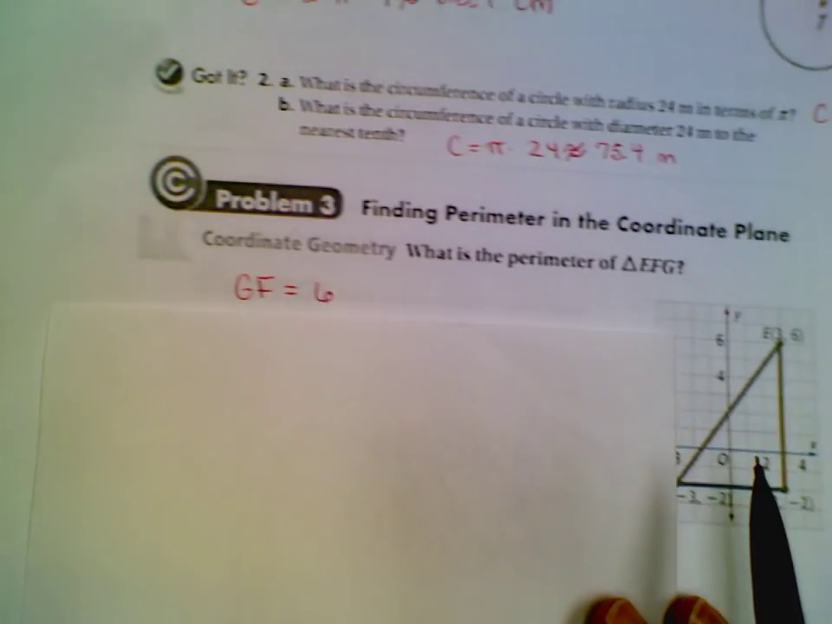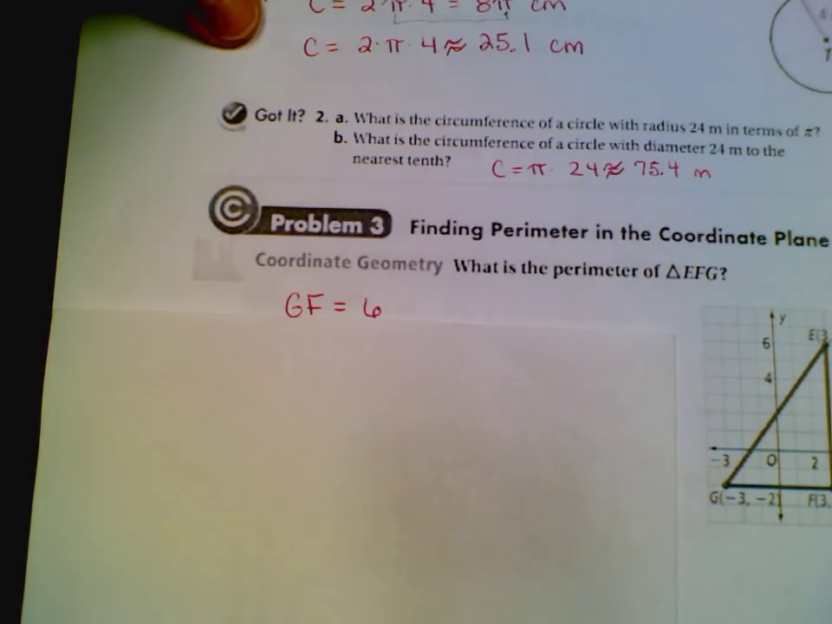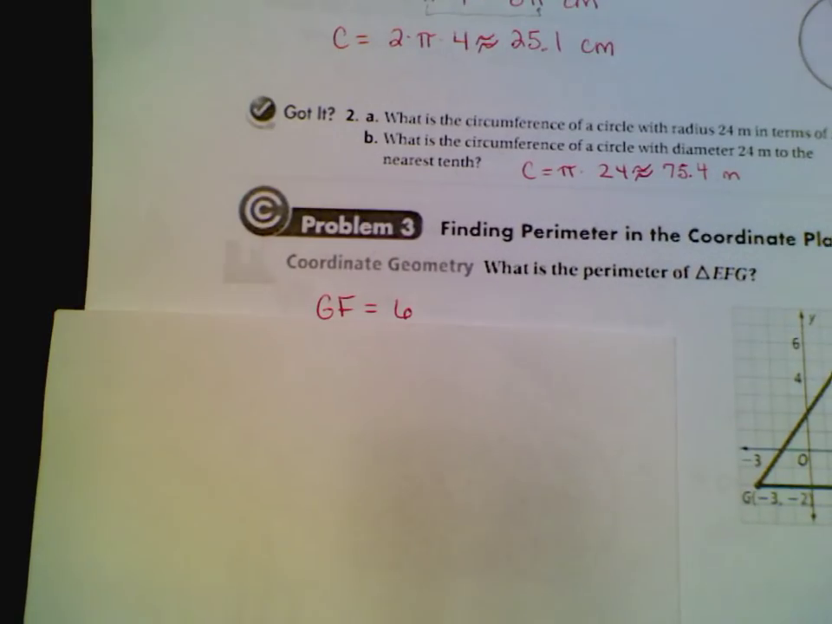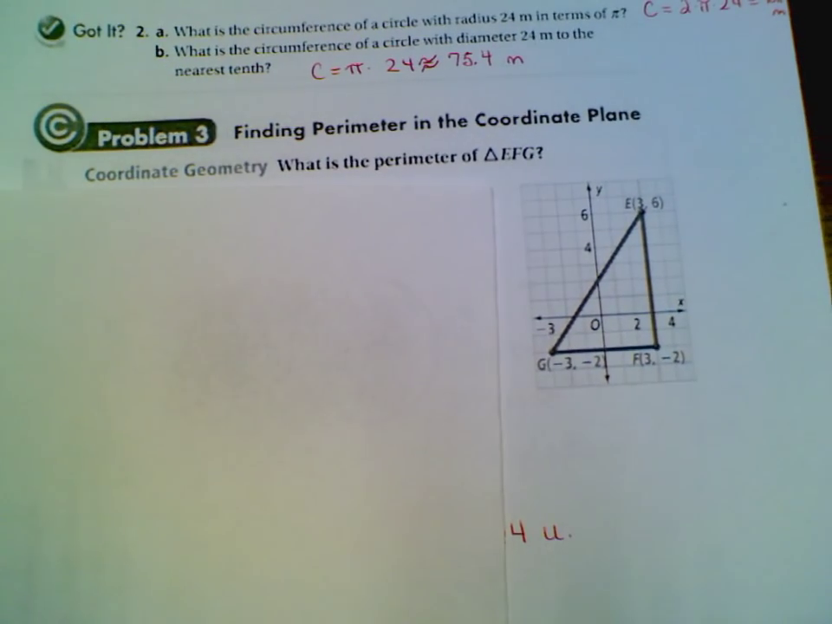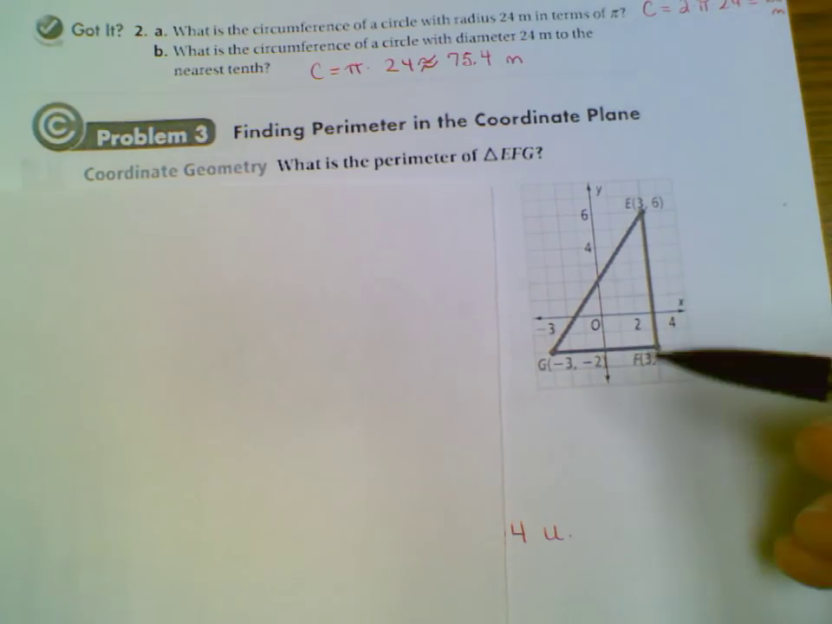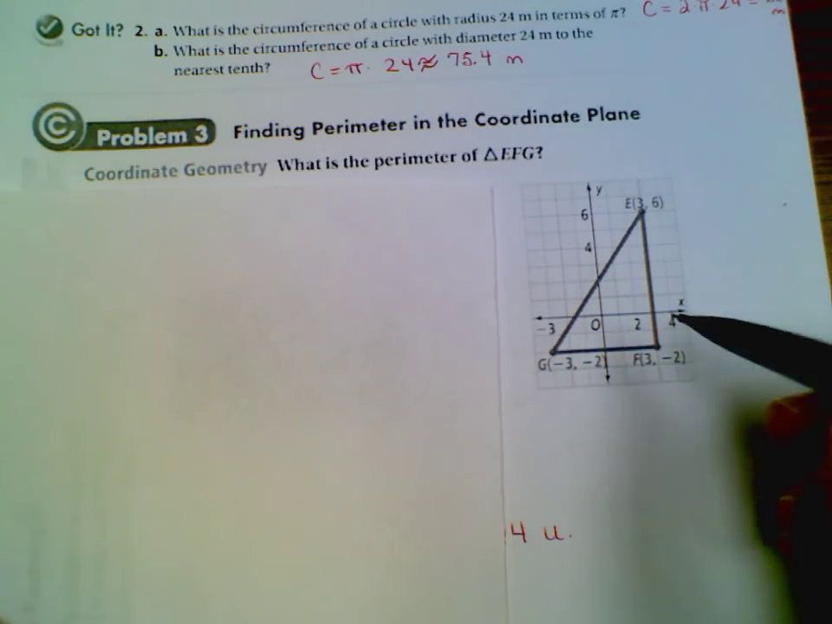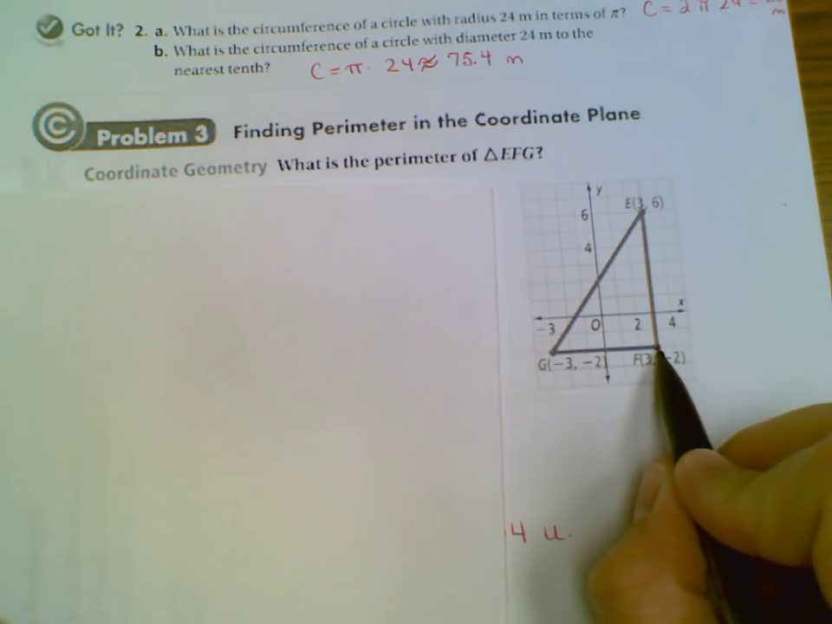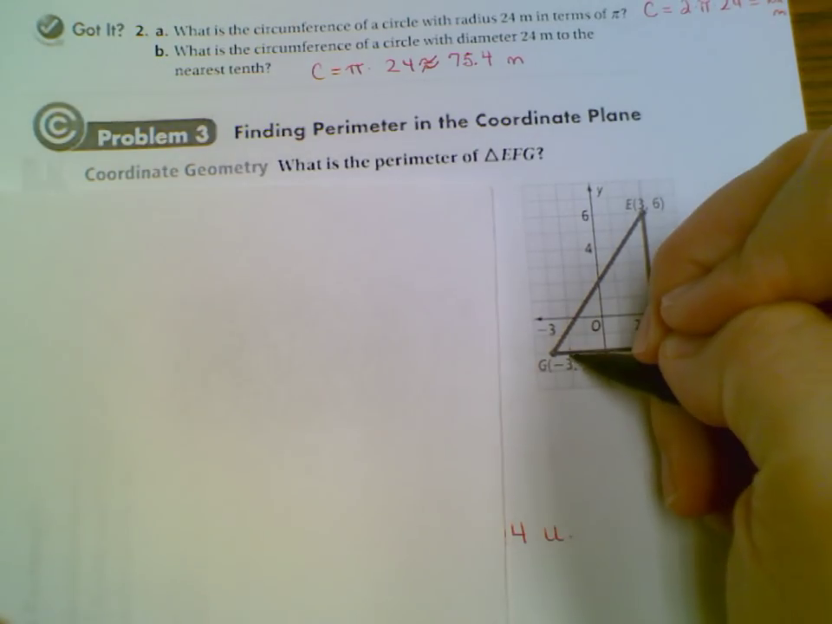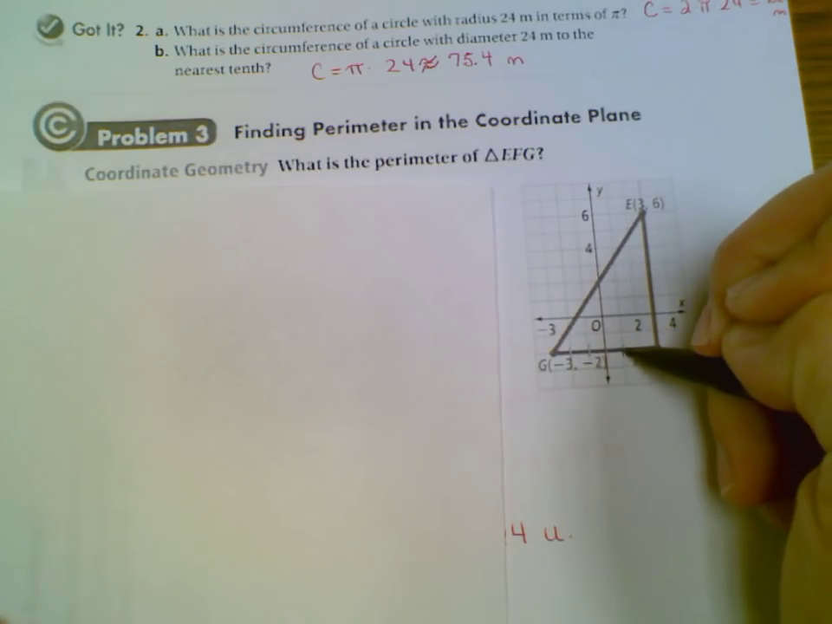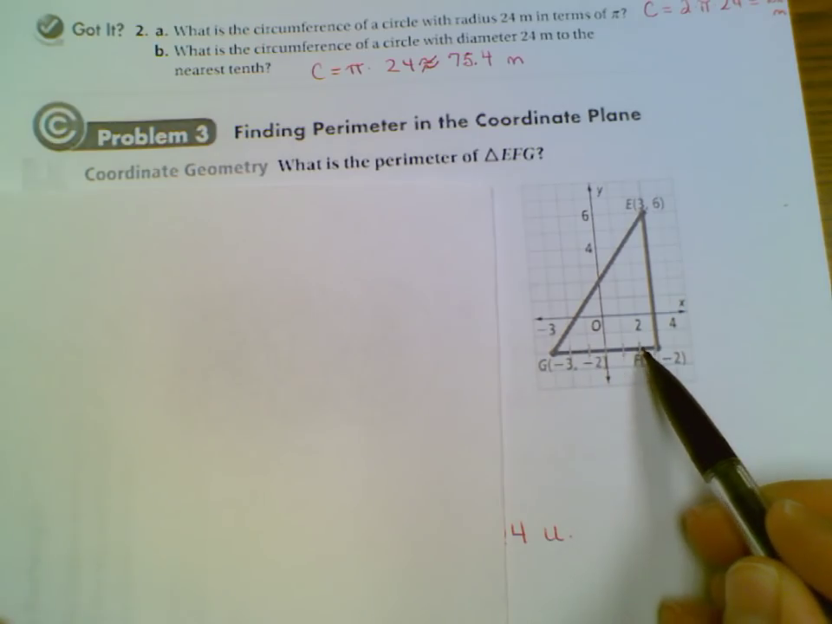Okay, problem number 3. They give us a picture now, and they want us to find the perimeter of that triangle. Now remember, we said perimeter is just the distance all the way around, so we're just going to add up all the sides. But before I can do that, I've got to know what all the lengths are. You'll notice that from here to here is just a horizontal line, so I can just count how many boxes I go across. So I don't have to find it using the distance formula. I just count 1, 2, 3, 4, 5, 6.